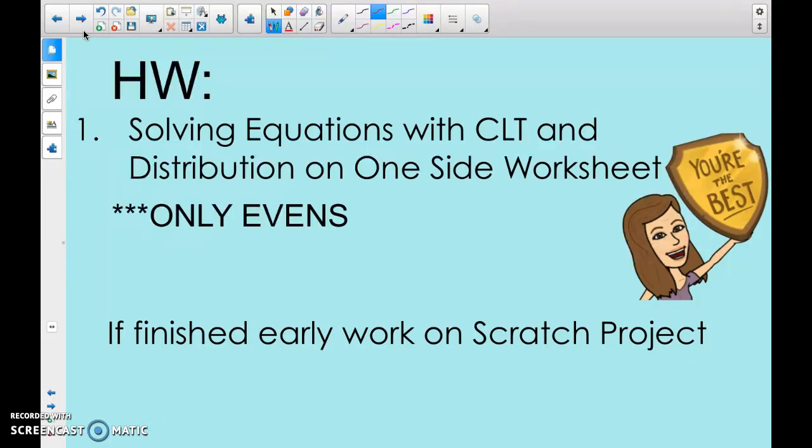Alright, your last task here is using these notes that we just did together. I'd like you to try the worksheet, solving equations with combining like terms and distribution on one side worksheet. I'd only like you to do the evens. So on this sheet here, you'll notice these problems are going to be very similar to your notes, so use these to help. If you happen to finish all of these problems, I want you to check them on Google Classroom, make sure you did them well, and then with additional time you can work on that Scratch project we started yesterday.